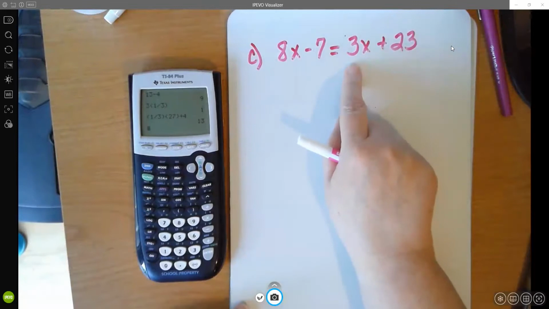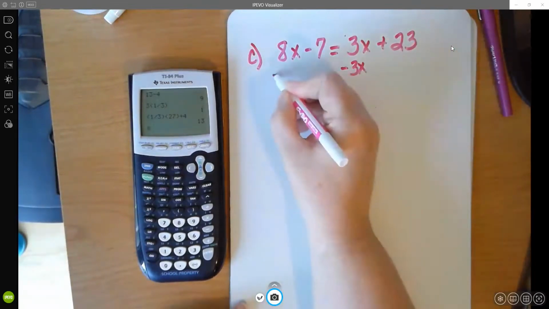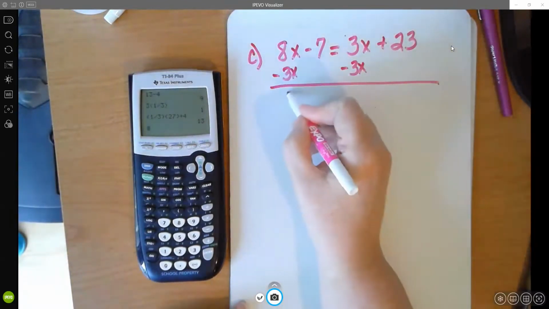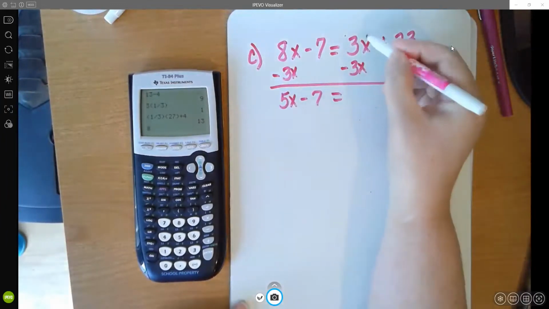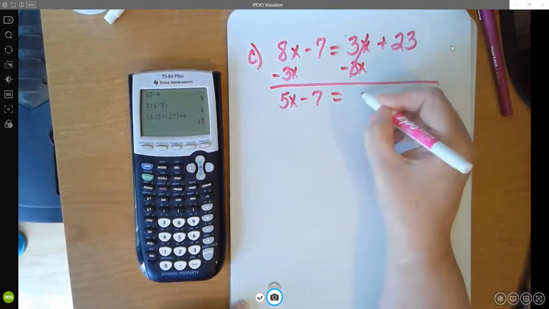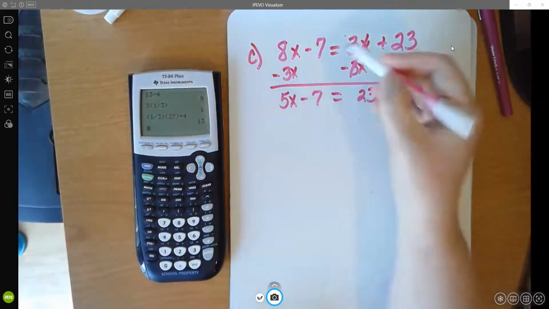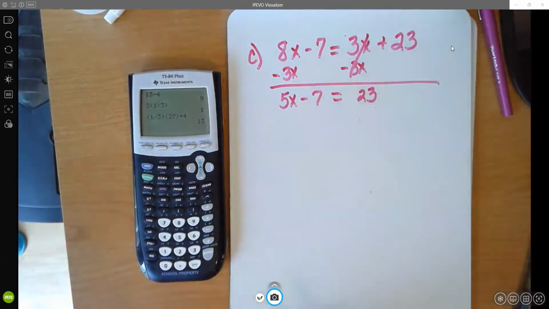The opposite of a positive 3x is a minus 3x, so I'm going to subtract 3x from both sides. Then that gives me 5x, subtract 7, these cancel and leave the 23 on this side. Notice I'm kind of tucking in, but I leave that equals underneath. That format can help you keep up with numbers.